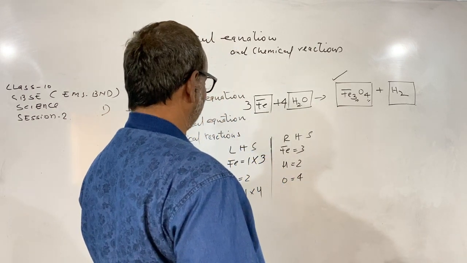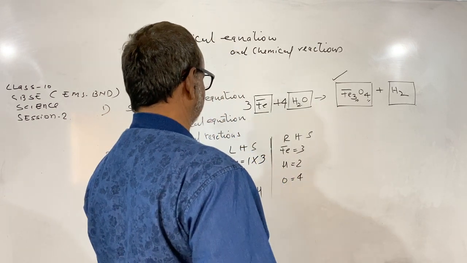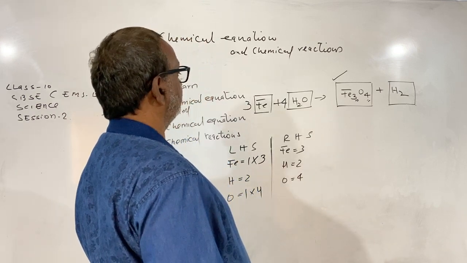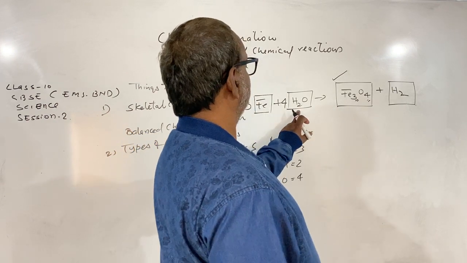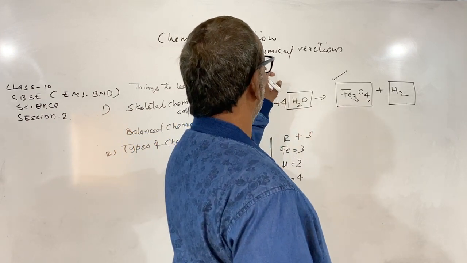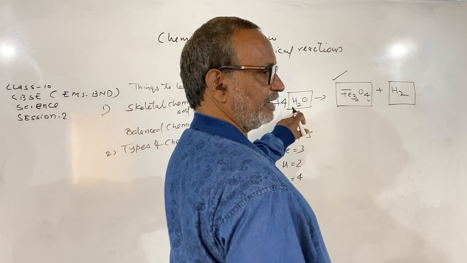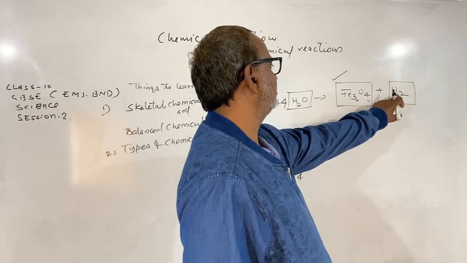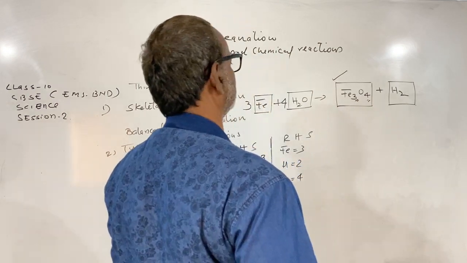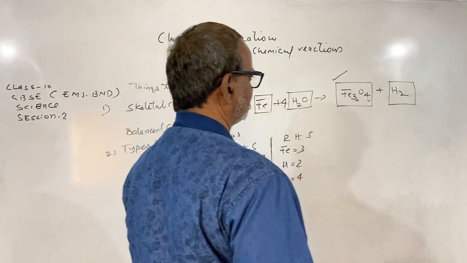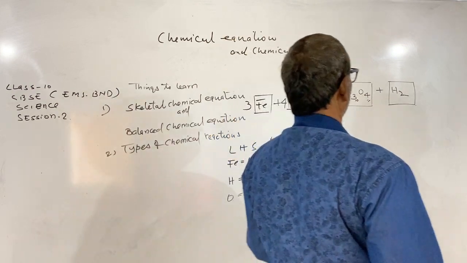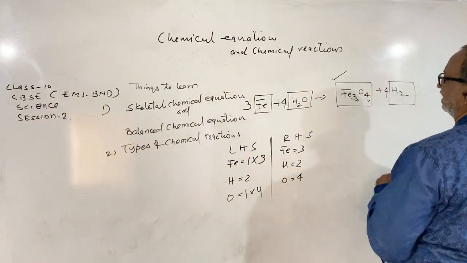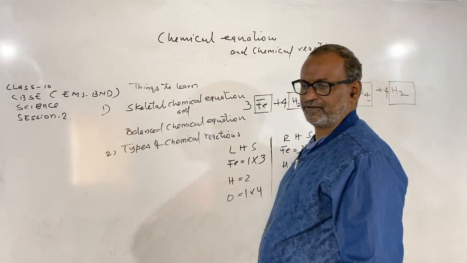Now the third element which is left is hydrogen, and you can see we have now 8 atoms of hydrogen, 4 into 2, on the left hand side, and there are only 2 atoms of hydrogen on the right hand side. So we put a coefficient 4 to make the number of hydrogen atoms equal.